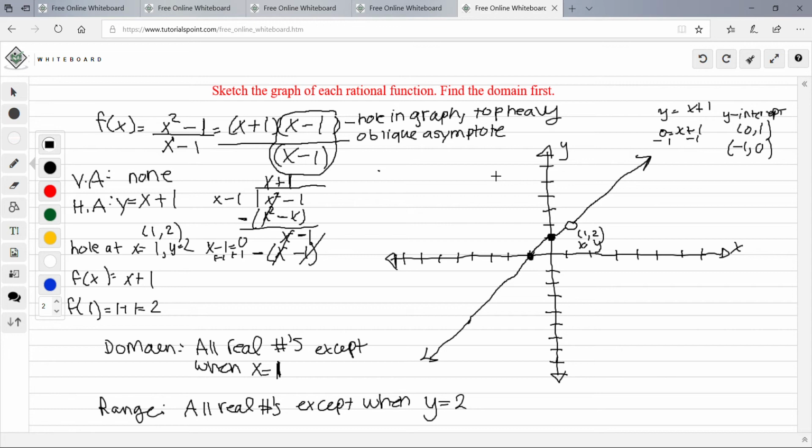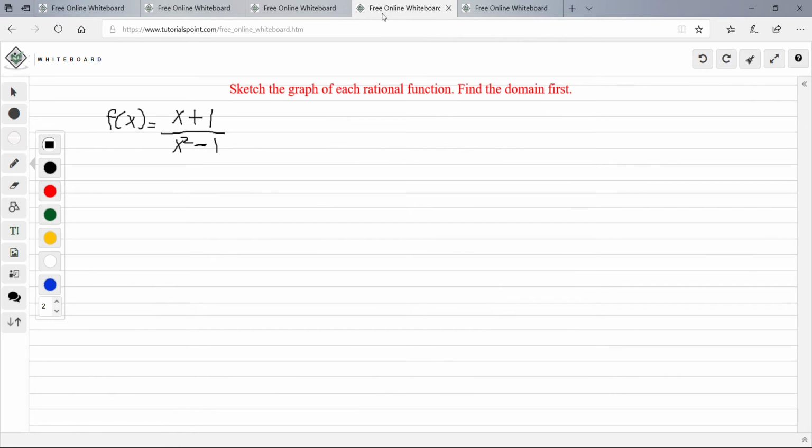So let's do another one. Let's try this one. It says sketch the graph of each rational function. Find the domain first. So we have f of x equals x plus 1 over x squared minus 1. First step, I'm going to simplify. The numerator stays the same because it can't be simplified anymore, so it's x plus 1. And our denominator simplifies. This is a difference of squares, so this is x plus 1 and x minus 1.